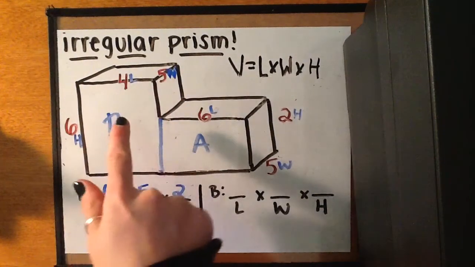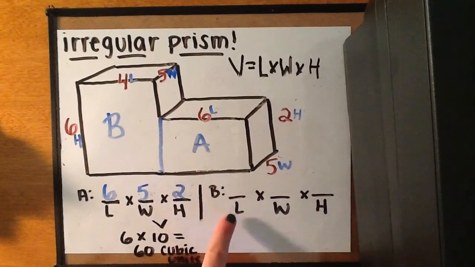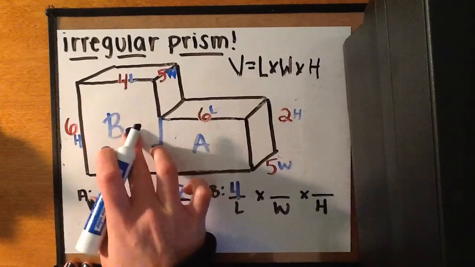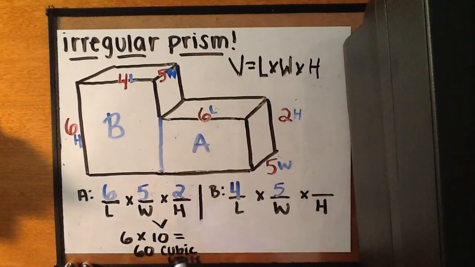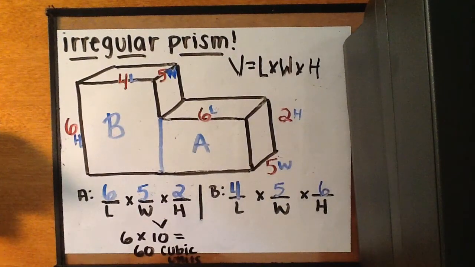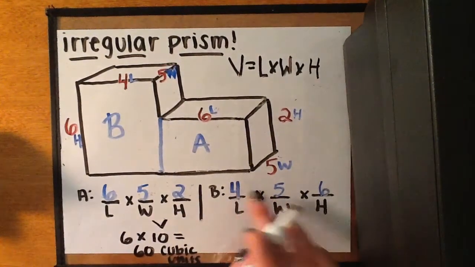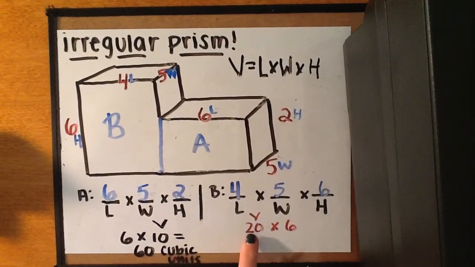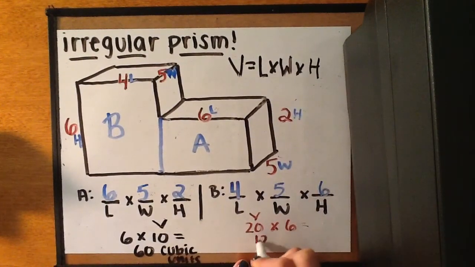All I have to do now is fill in the blanks right here. So I know that my length for prism B is 4, so I'm going to write 4. My width for prism B is 5. And my height for prism B is 6. Okay, so now all I have to do is multiply. 4 times 5, that's 20. So I have to do 20 times 6. Well, I know that 2 times 6 is a fact that I can quickly do in my head. So that's 12, and I am multiplying by 20, so it's 120 cubic units.